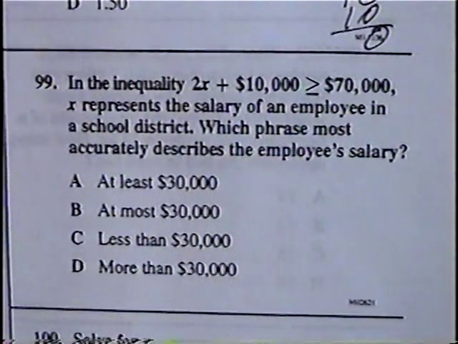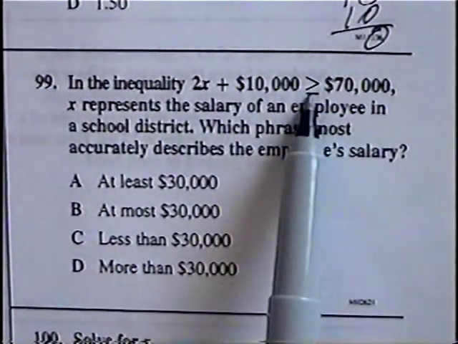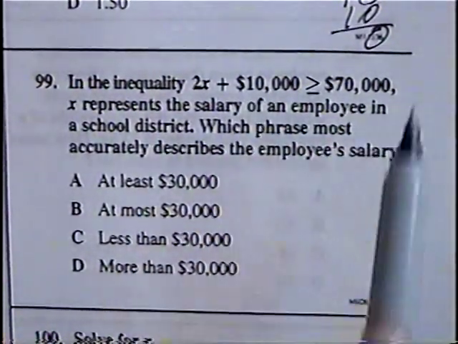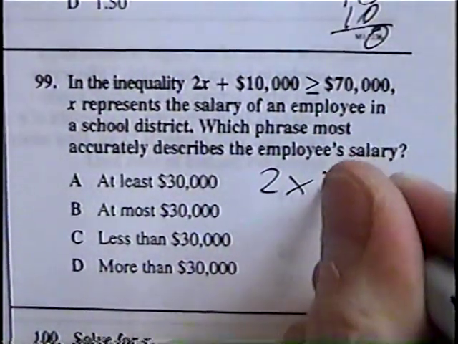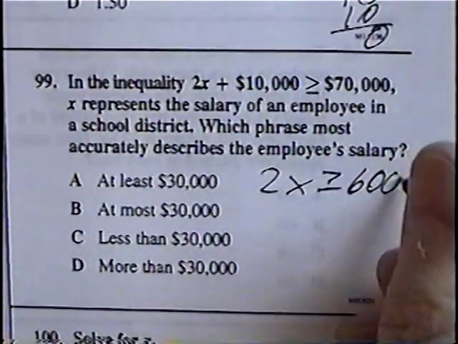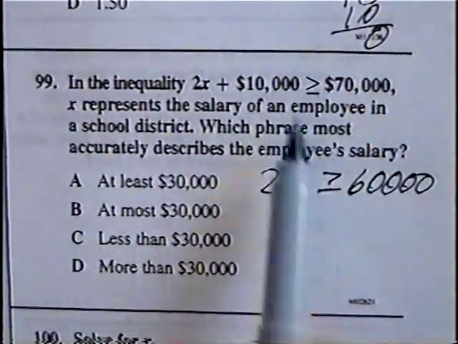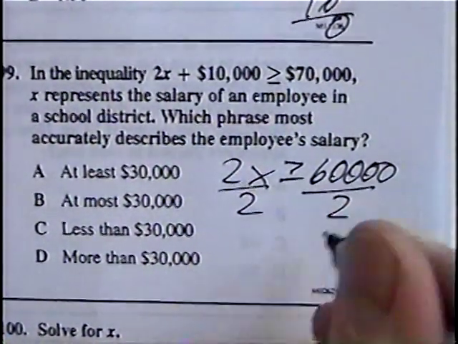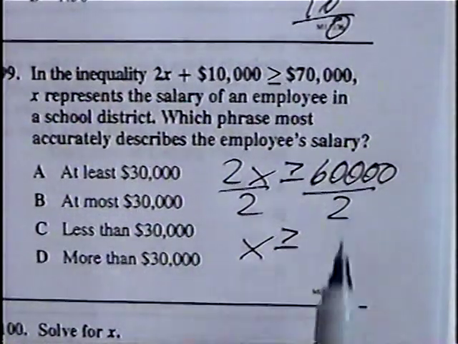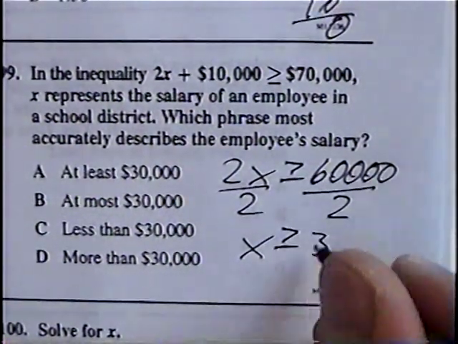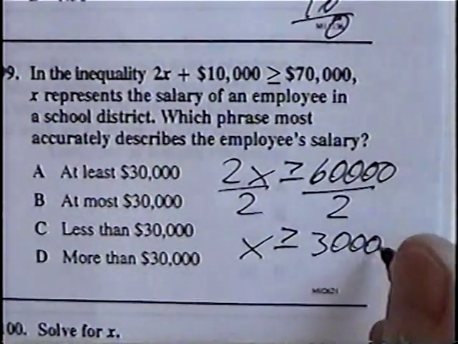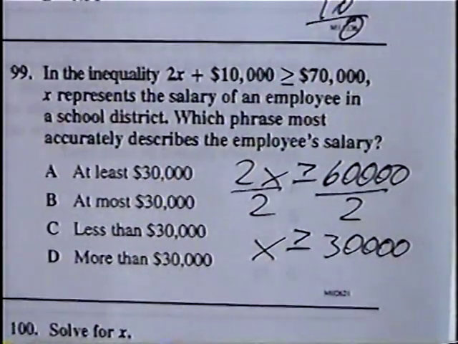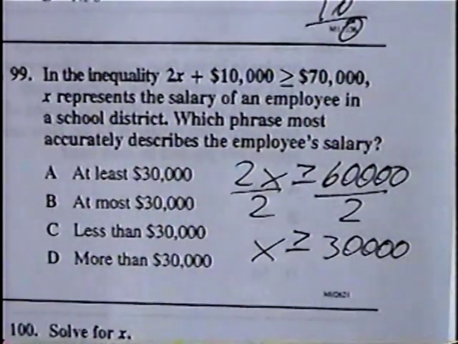For this question, we'll solve the inequality. 2x plus 10,000 is greater than or equal to 70,000. If we subtract 10,000 on each side, we'll have 2x is greater than or equal to 60,000. 70,000 minus 10,000 would be 60,000. Dividing by 2, x is greater than or equal to... 6 divided by 2 would be 3, bringing down the 4 zeros, and you'd have x is greater than or equal to 30,000. Each of the answers has 30,000 in it.